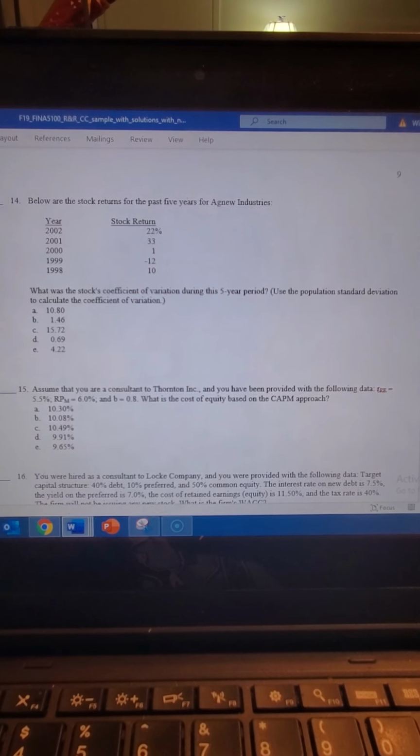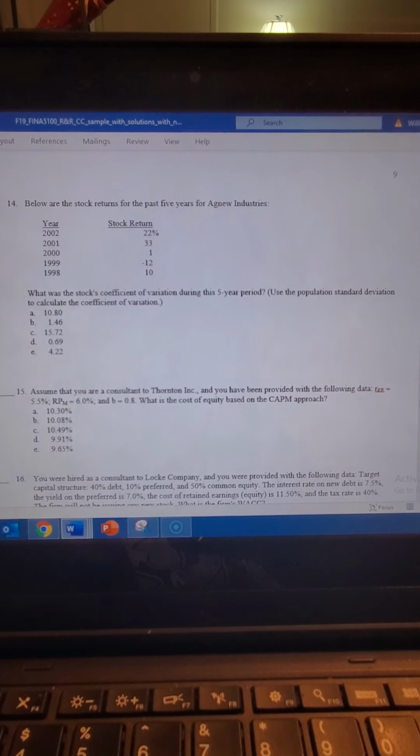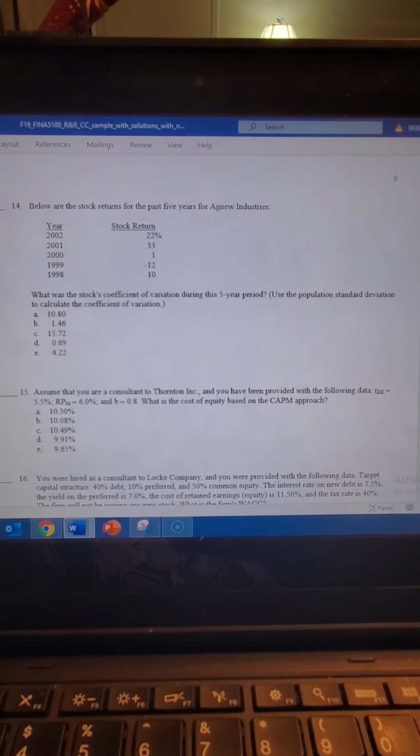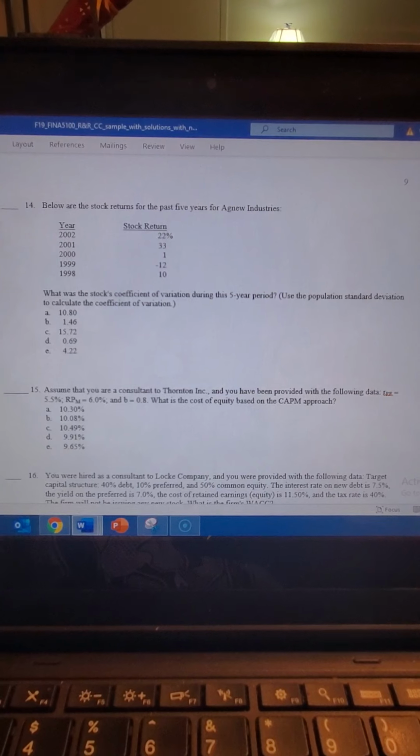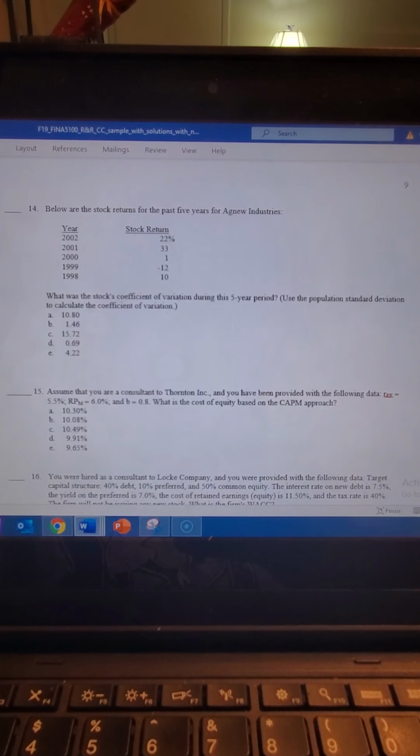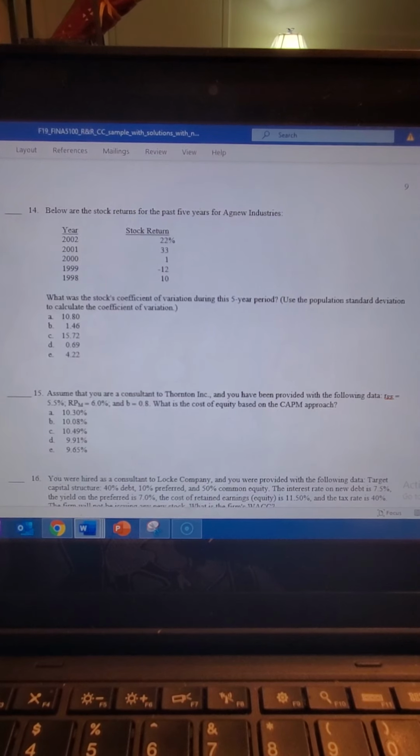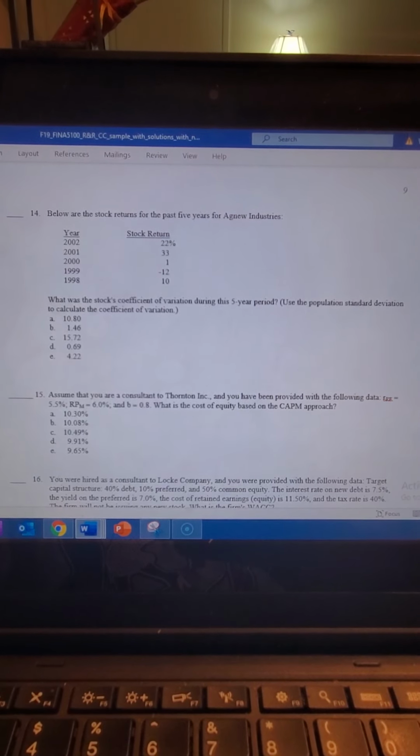Question 4 asks us to find the coefficient of variation for a 5-year period. We are given 5 years of stock return data, and we can use our coefficient of variation formula to solve this problem. The coefficient of variation is simply equal to standard deviation divided by the expected return, otherwise known as the mean.